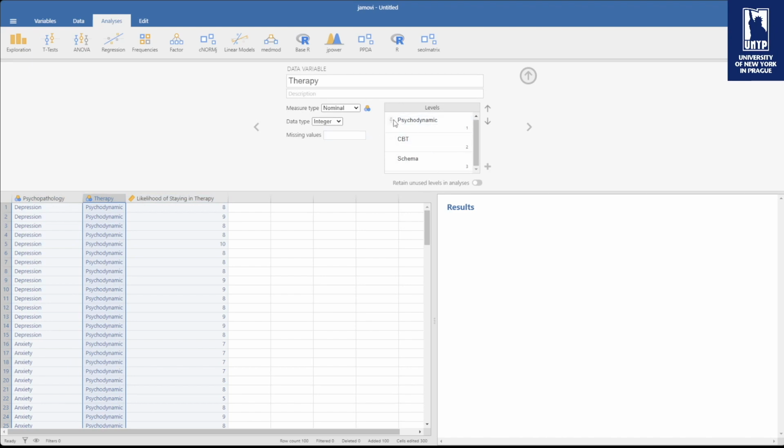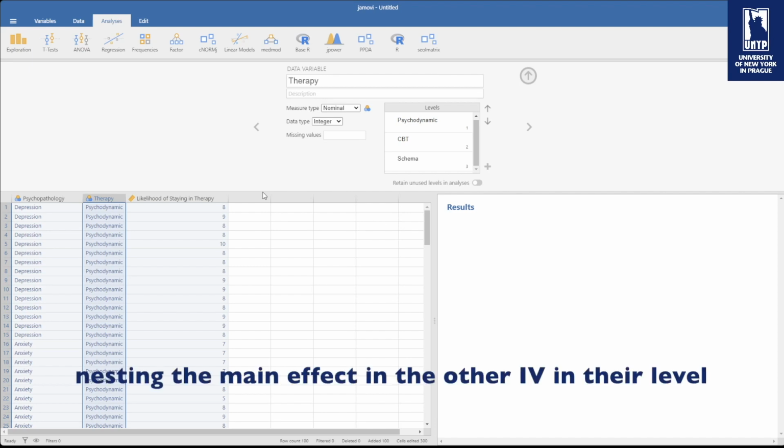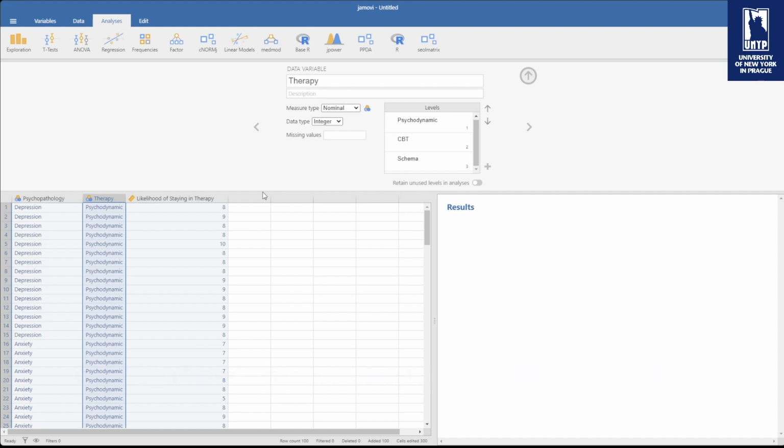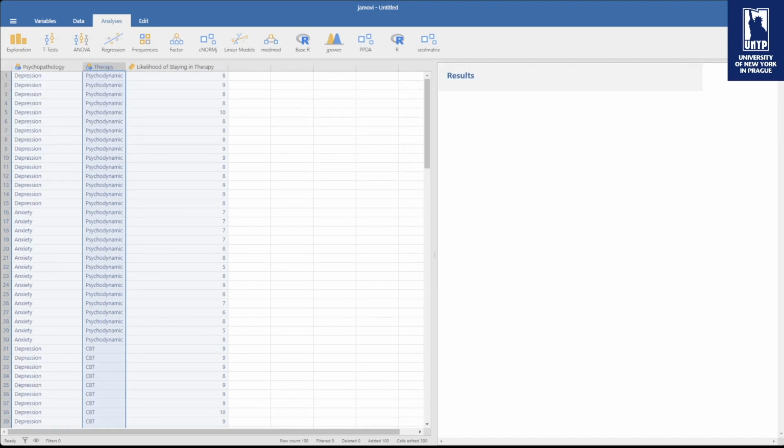So how does it differ in psychodynamic therapy? How does it differ in CBT? How does it differ in schema therapy? And that is our interaction effect. So you're just taking, let's say, the main effect, allow me to say it, but you're nesting the main effect within the other independent variable in their level. So you're seeing in the psychodynamic level what is the difference between depression and anxiety when it comes to staying in therapy. And in a nutshell, hopefully digestible enough, this is what an interaction effect is.